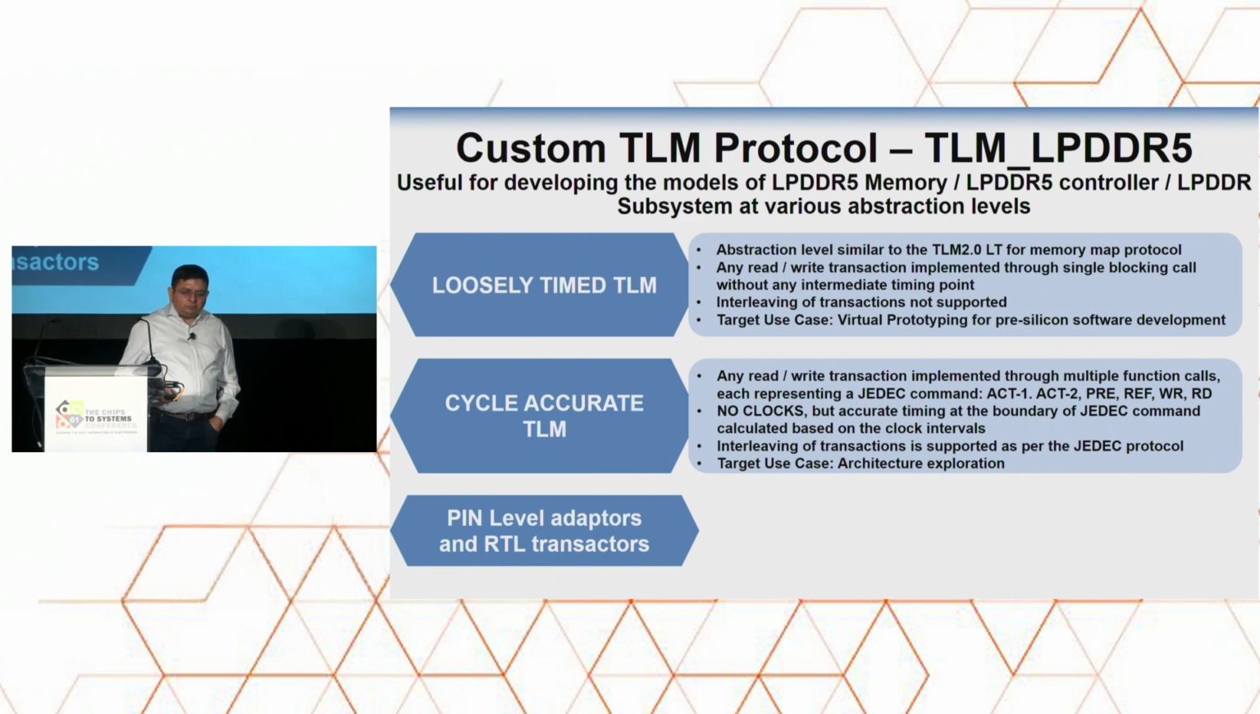And in this case, still we don't have a clock, but we can do the accurate timing calculation based on the clock intervals, based on the configuration of the model, what is the clock interval. Accordingly, the accurate timing points can be achieved at the boundary of these LPDDR5 commands, like activate 1, activate 2, pre-charge, read, write, etc. So that way we can have a more accurate kind of model, and it can even simulate the interleaving of transactions, various read transactions, write transactions as per the LPDDR5 protocol. So it becomes quite accurate as per the protocol and can be used for architecture exploration, etc.